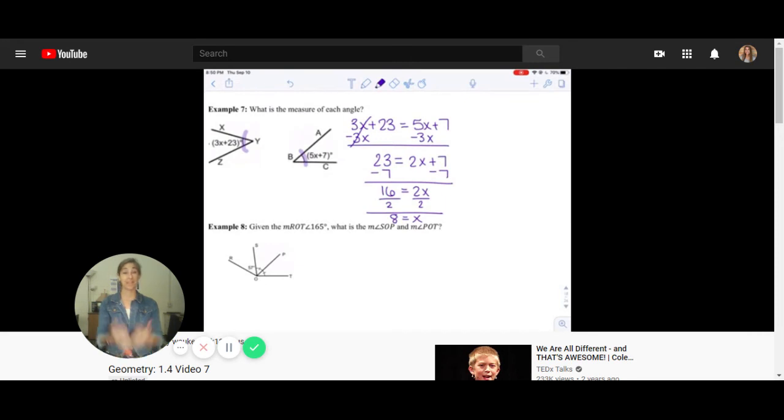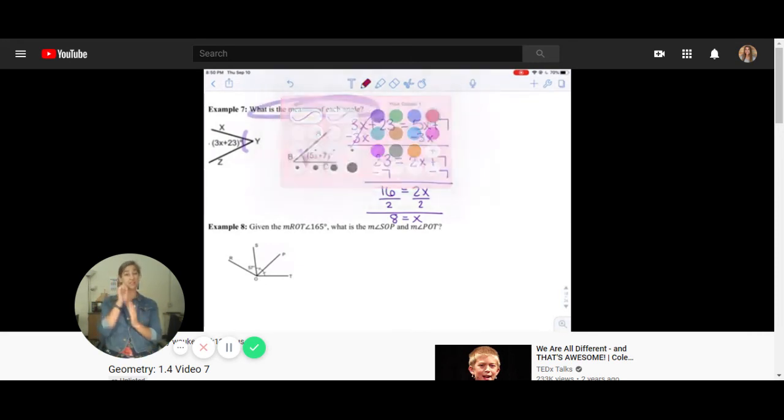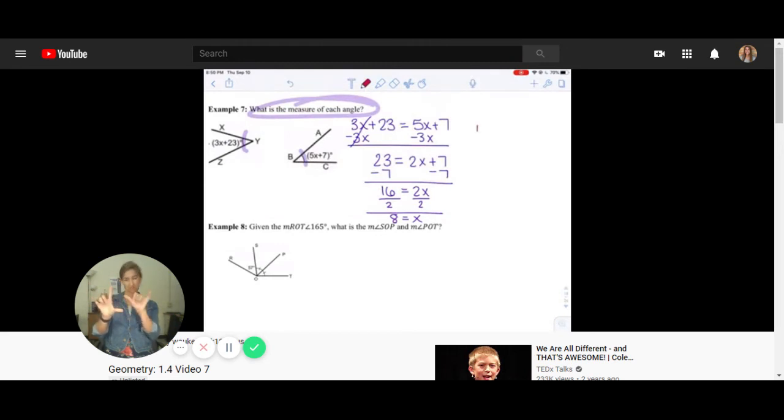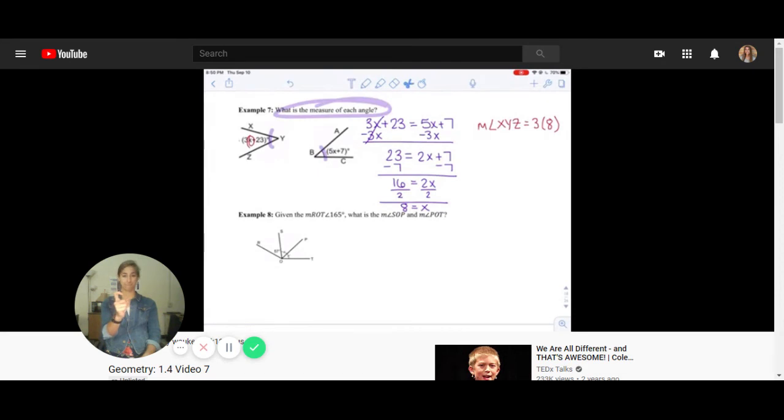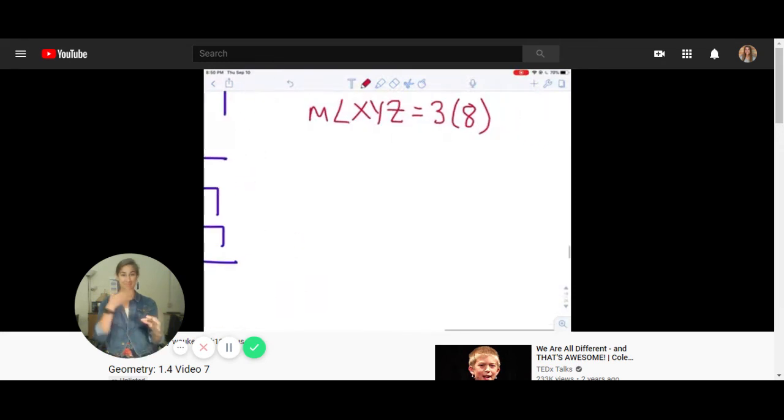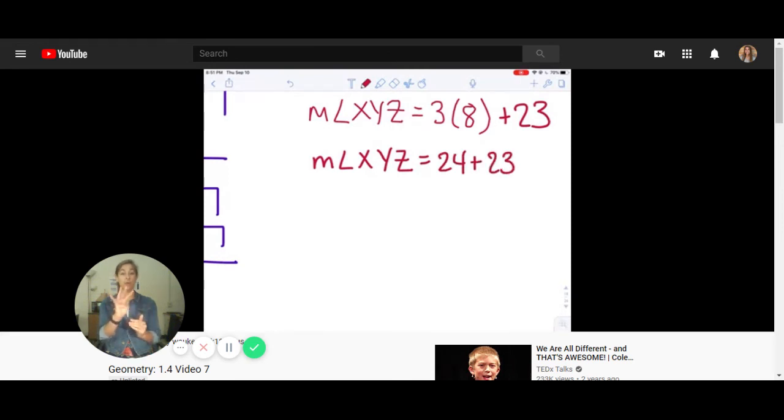Now, we have to be careful because the question asks for the actual measure of the angles. So, the measure of angle XYZ, we are going to find by substituting in the 8 for the x, that's right next to the 23. Oops. There we go. Sorry. And then a plus 23. So when we simplify the measure of angle XYZ, 3 times 8 is 24, plus 23 equals 47 degrees.